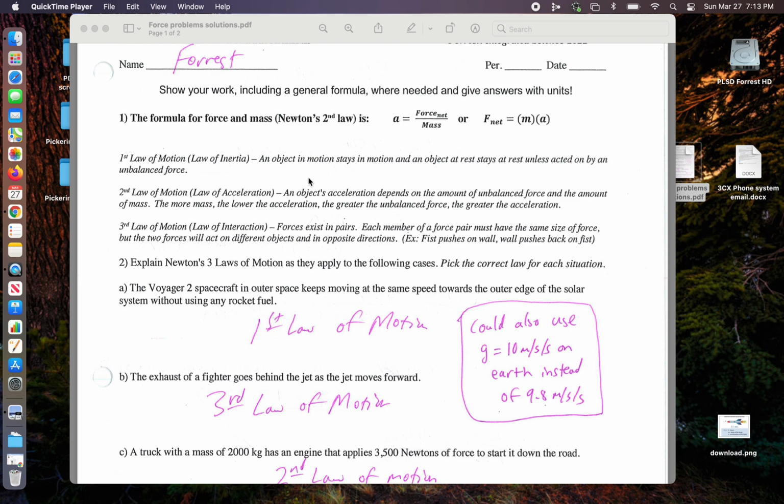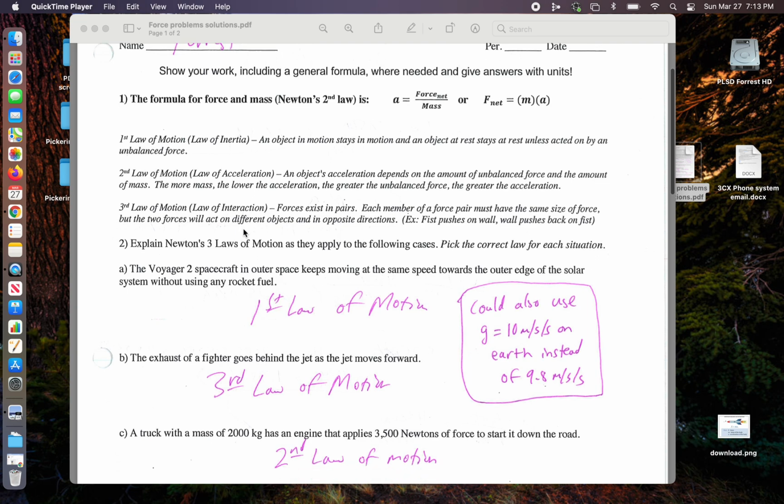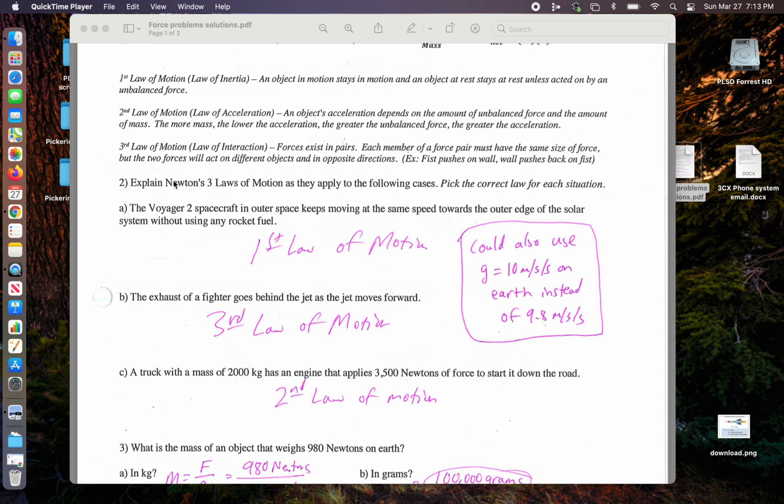We haven't yet talked about the third law of motion very much. That's the law of interaction, and that is that all forces exist in pairs. Each member of a force pair has the same size of force, but the two forces act on different objects and in opposite directions. So forces are interactions between two objects. For example, if your fist pushes on the wall, the wall would push back on your fist in the opposite direction with the exact same amount of force. This third law of motion is something we'll talk about a little bit more in class.